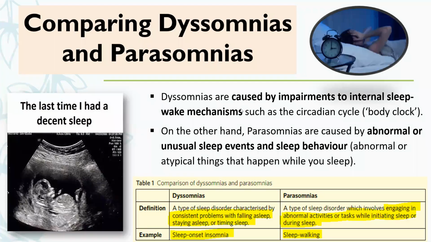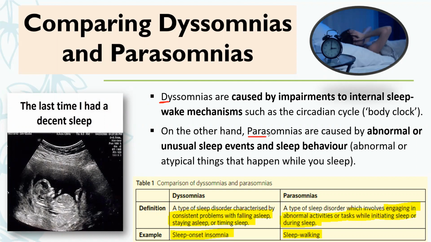Okay, so when we compare dyssomnias and parasomnias, it's just straightforward, okay? Dyssomnias are basically caused by difficulties. D for dyssomnias, D for difficulties. Difficulties to the sleep-wake cycle, so sleeping at night as well as waking up in the morning, as well as disruptions to the normal circadian cycle or sleep-wake cycle that a person goes through.